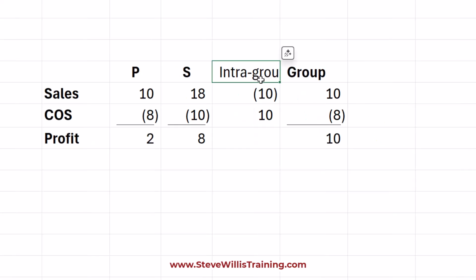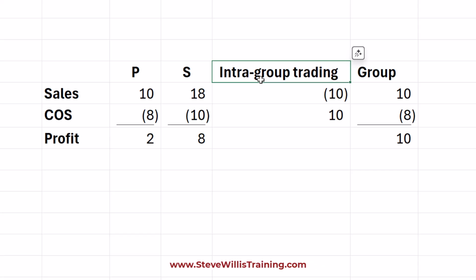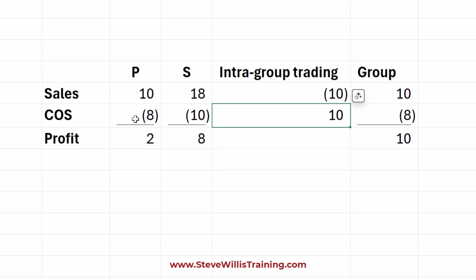These adjustments are called intra-group trading, and we subtract the intra-group trading from sales, and then we add the intra-group trading to cost of sales, because we've got a -18 plus a +10 is then the -8, the 8 cost of sales for the group.